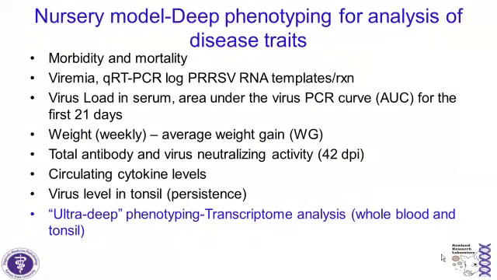So here's our nursery pig model. We call this deep phenotyping. Morbidity, mortality, viremia, virus load, weight gain, antibody, total antibody, virus neutralizing activity, cytokine levels, virus level, and tonsil as a means of persistence. But from this cursory phenotypic analysis, we've since moved on to what we called ultra-deep phenotyping.